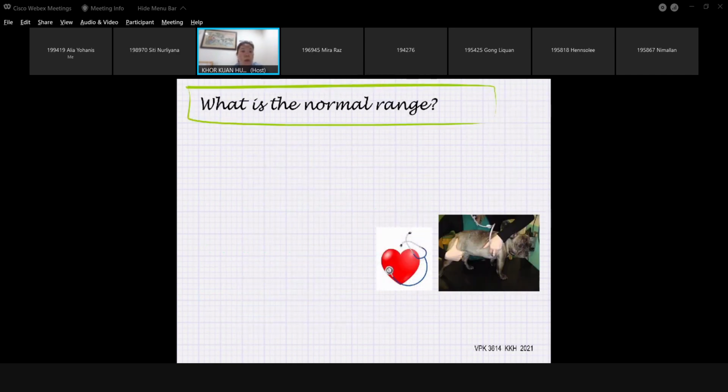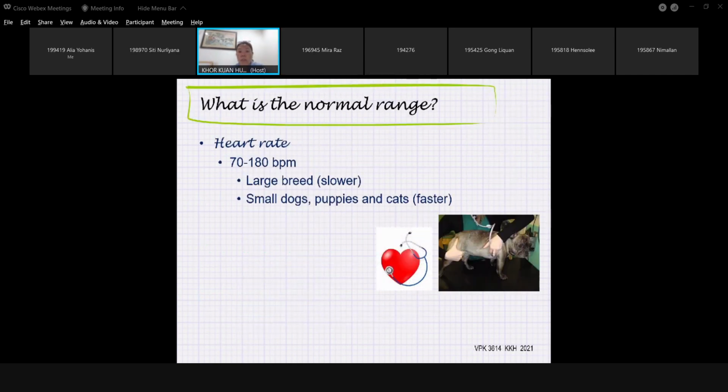Okay. So you know the normal range already. Large breed dogs tend to have a slower heart rate. Small puppies, small dogs, and cats tend to have a higher heart rate. And you also know that heart sound, Prof. Bob has already taught you, has S1, S2, S3, and S4. S1 and S2 refer to the lub and dub.